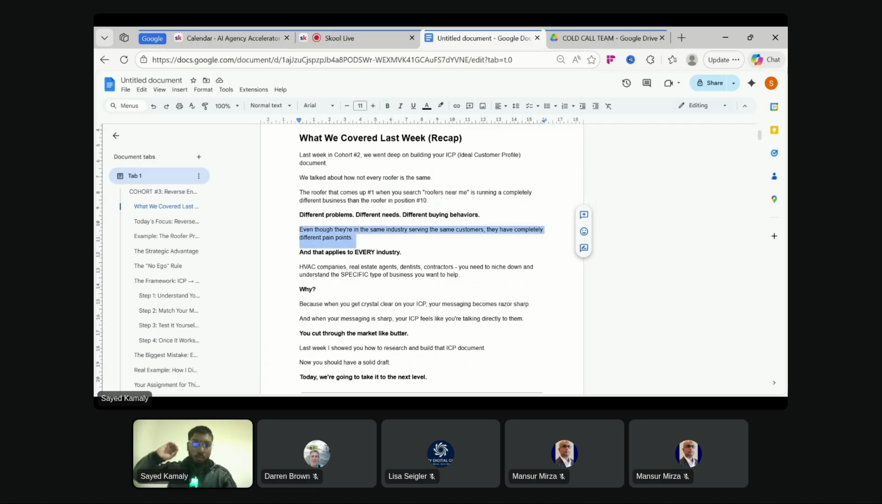Even though you're targeting roofers, real estate agents, plumbers, whoever it may be, and the people you are targeting are within the same industry, all trying to serve the same customers and reach the same people, of course they have completely different pain points and completely different problems. Yes, they're trying to target the same exact customers, we know this, but they don't all have the same problems.